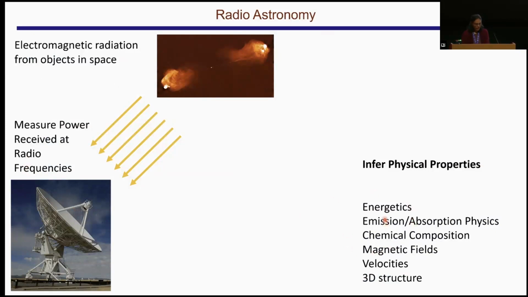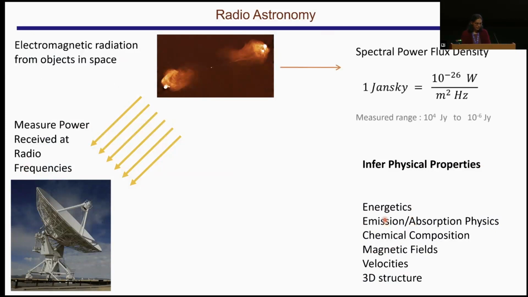Our measurements are quantitative, and the thing that we measure is called spectral power flux density. We define what we call a Jansky as 10 to the power minus 26 watts per unit area and bandwidth. These are weak signals. The brightest radio sources are at about 10 to the power 4 Janskys, and detection limits of the best instruments right now go below a micro Jansky. So we already span at least 10 orders of magnitude in brightness.